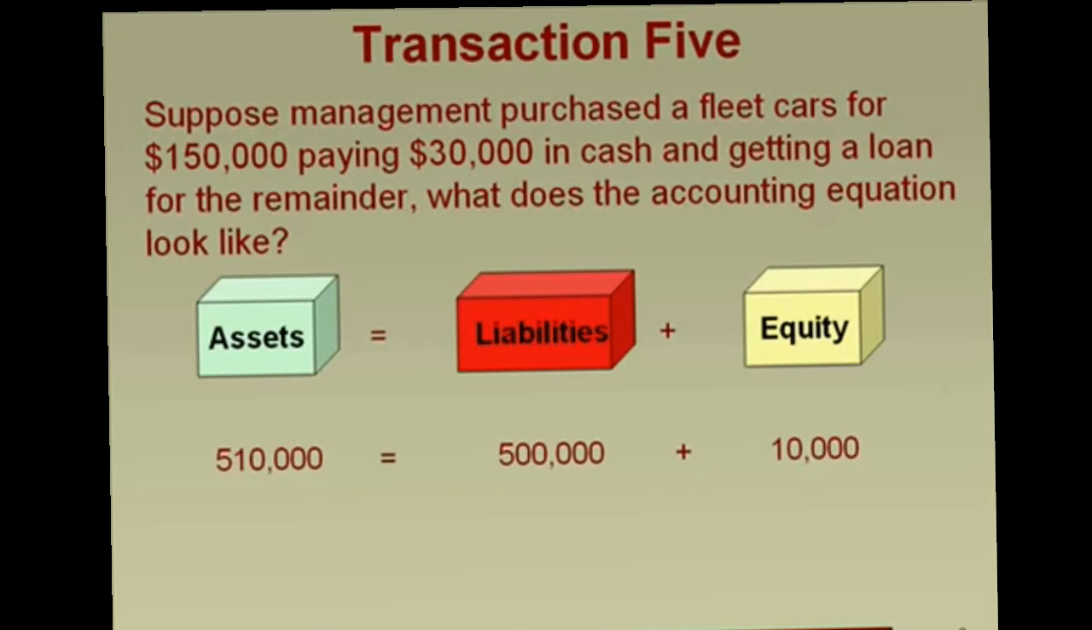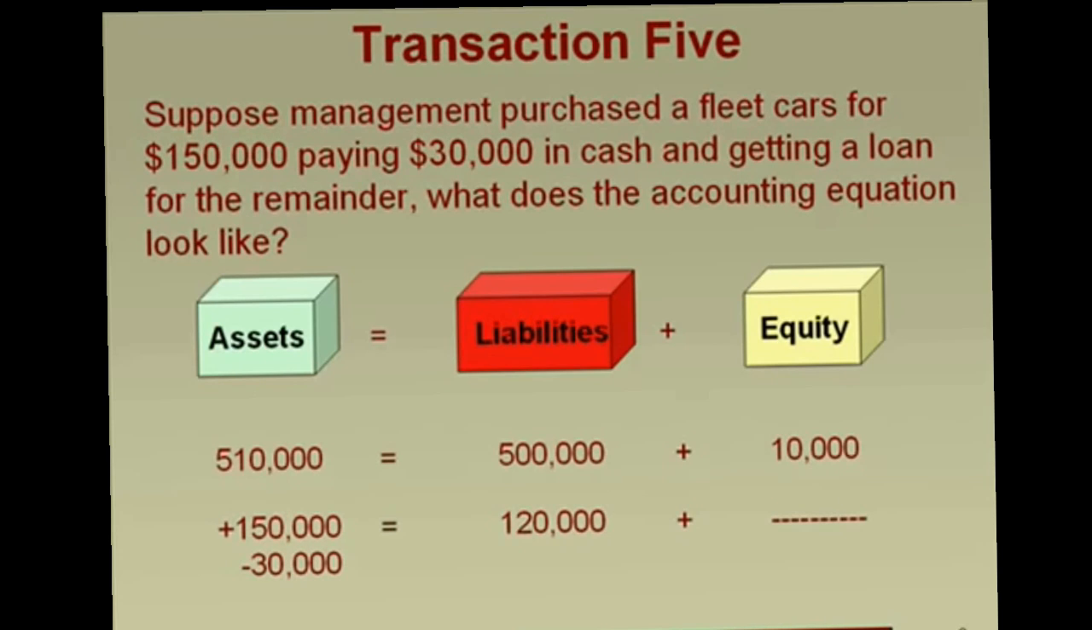So where do we stand? Cash goes down 30 because you paid money. Motor vehicles, which is an asset, goes up 150. You bought $150,000 worth of motor vehicles. Liabilities go up 120 because you owe $120,000 to a bank. Put that in the equation and it looks like this.